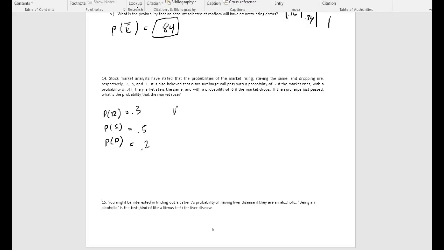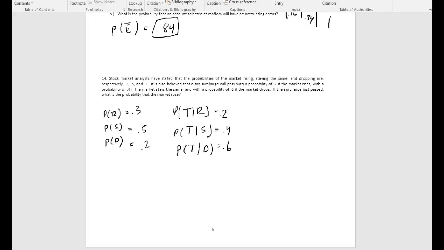So then we can say the probability that's given here is given that it rises, T. So we'll call the tax surcharge passing and not passing, T and not T. Okay? So this is going to be 0.2. This is going to be the tax passing given stays the same, 0.4. And given that it drops, 0.6.